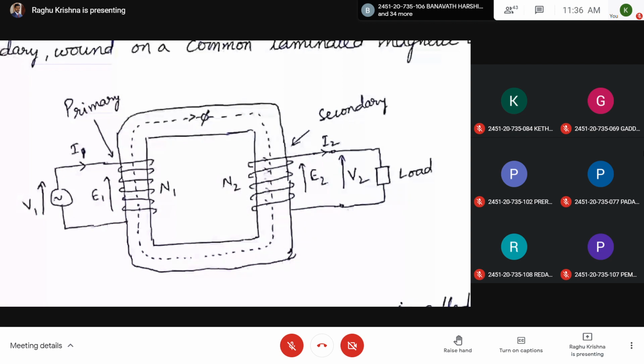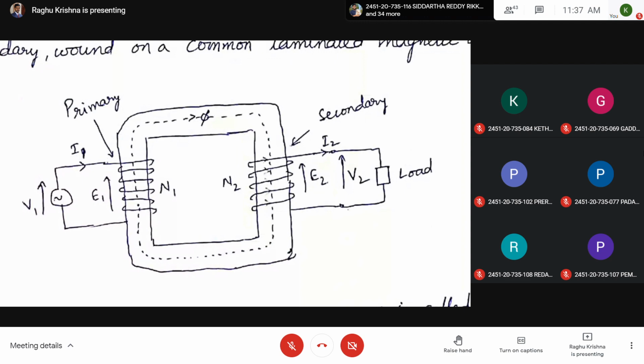So the primary winding has N1 number of turns. The number of turns in the secondary is N2. And here the supply voltage is V1. When the winding is connected to the supply, you can see the primary winding is connected to the supply and a current I1 is flowing in the winding.